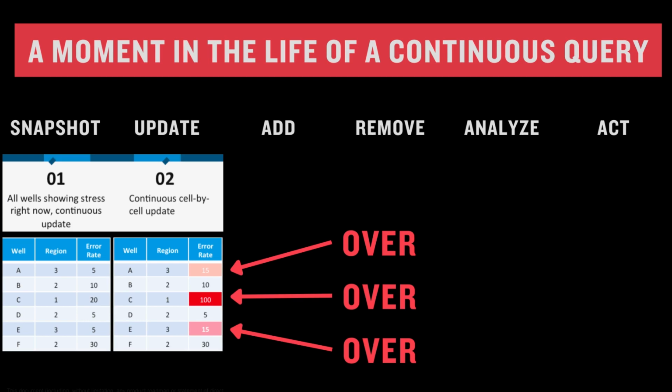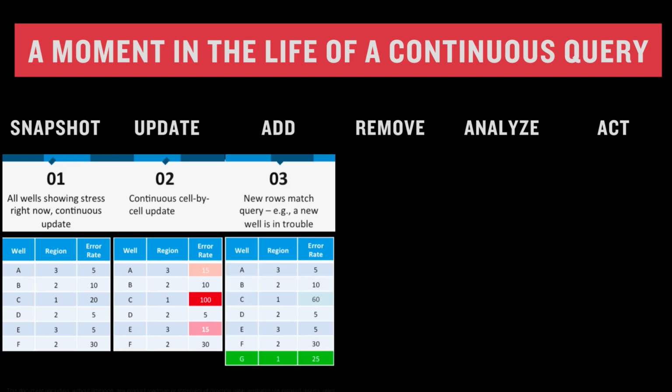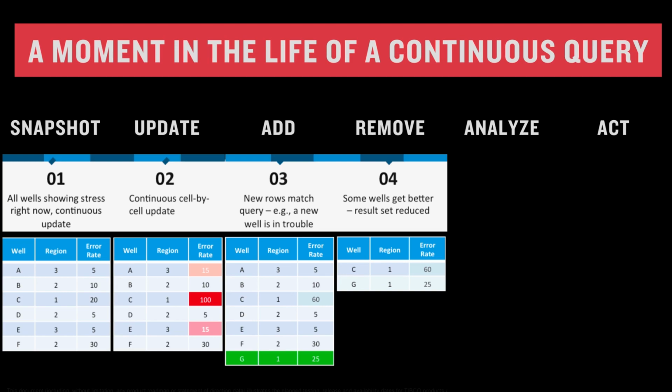With conditional formatting and BI tools, you can make them pop on a dashboard or trigger actions and alerts. As new wells match the query, a row is added to the table. Here, well G is beginning to show signs of danger. It's added. Rows are deleted from the live table as conditions improve. Now, only well C and G are of concern.